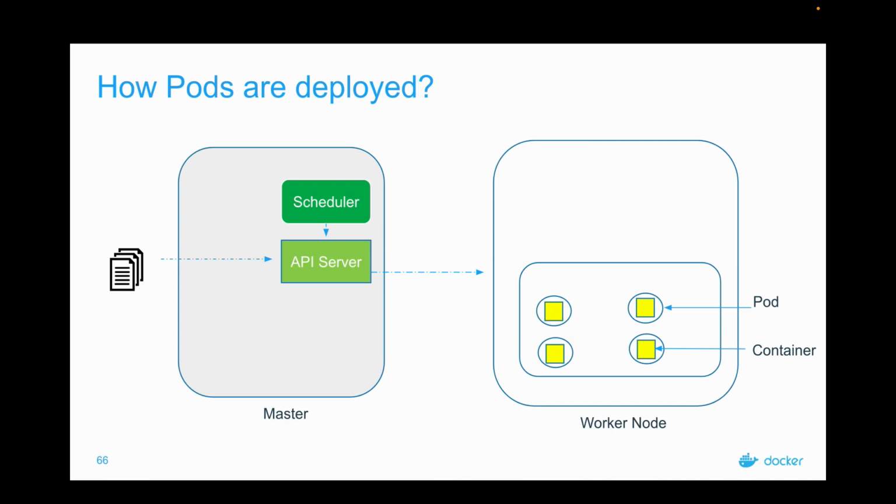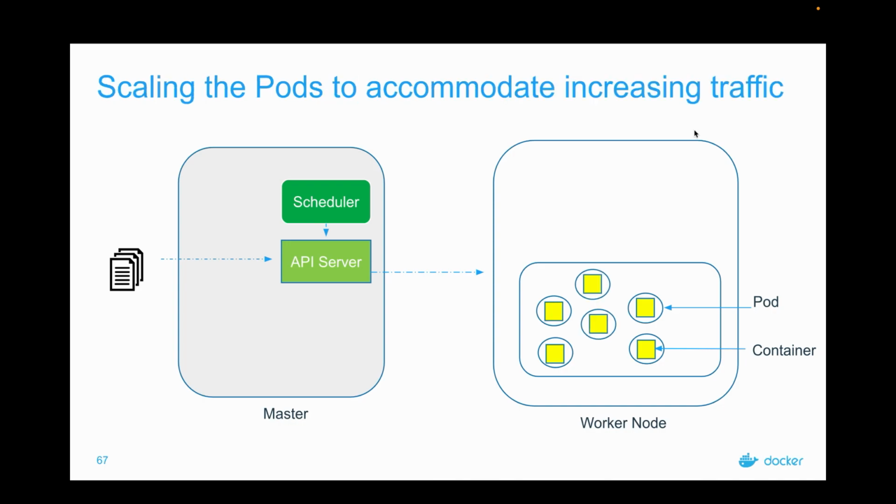node. Now, as you can see, inside each pod, there is one container, which is highlighted in yellow color. So the container is encapsulated inside a pod. As you can see, there are 4 instances of the same application running in the worker node, right? Now, this is good, but how about scaling those pods to accommodate the increasing traffic?